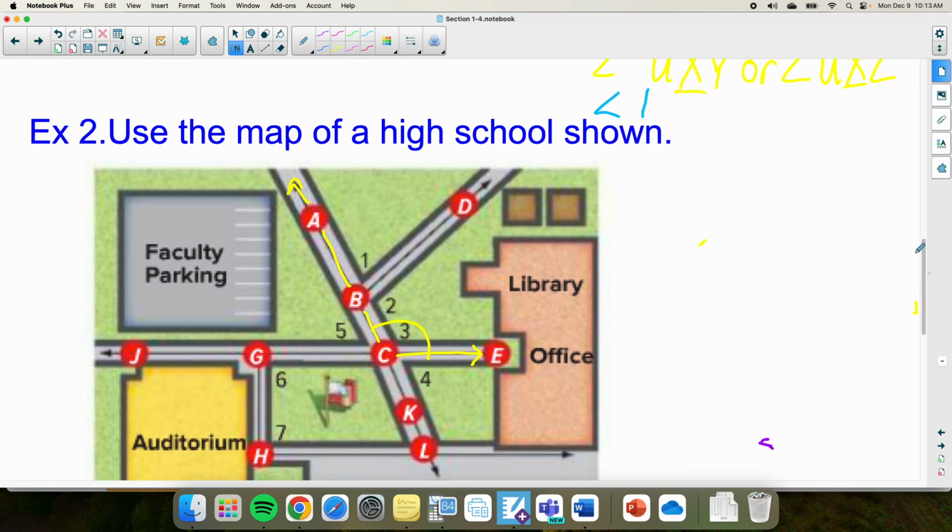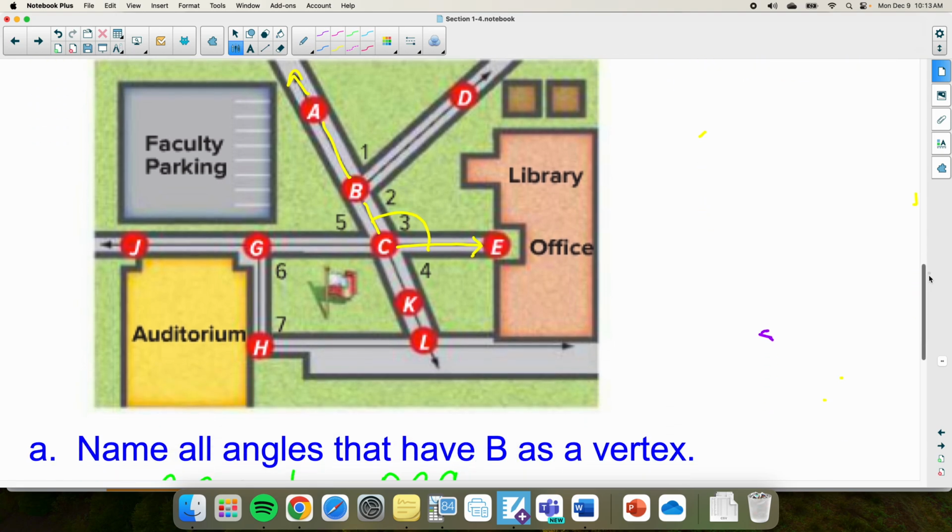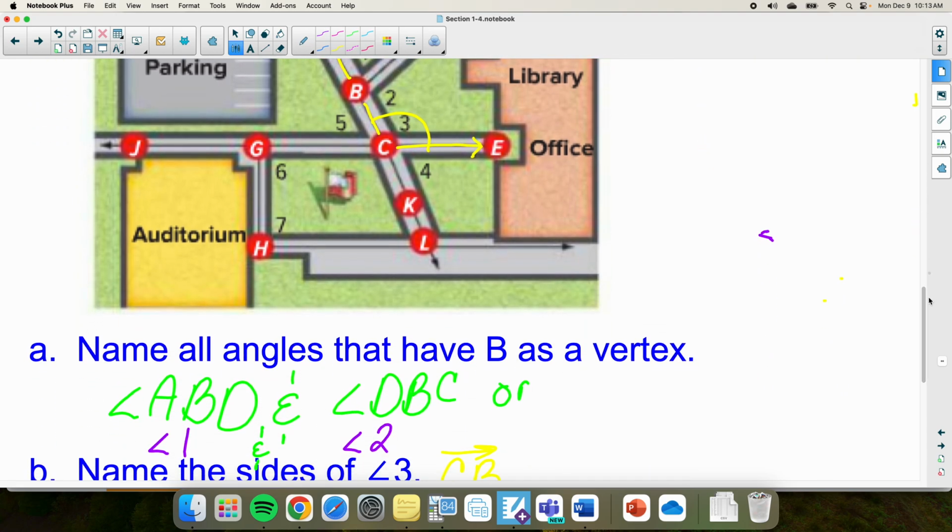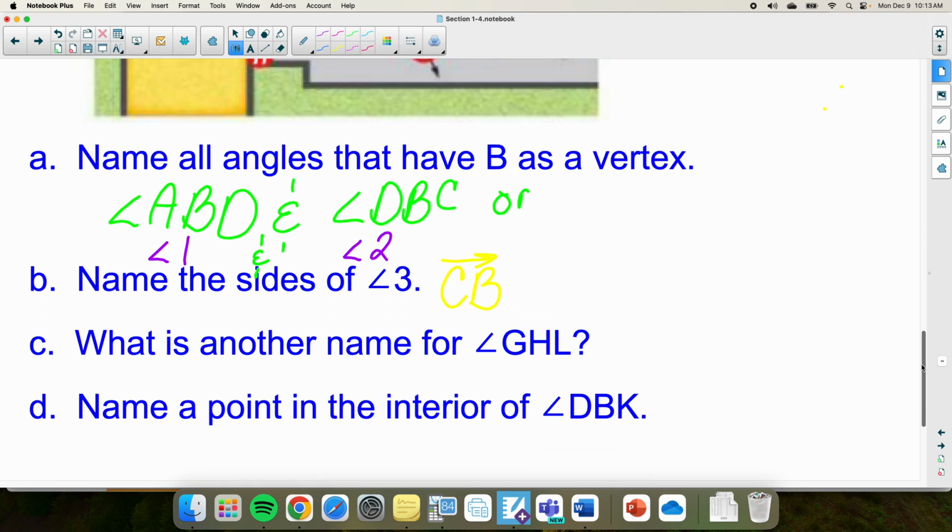How would I name this ray over here? CE, very good. And so they want both of them. If they have multiple ways to name them, you only have to do one of the ways.